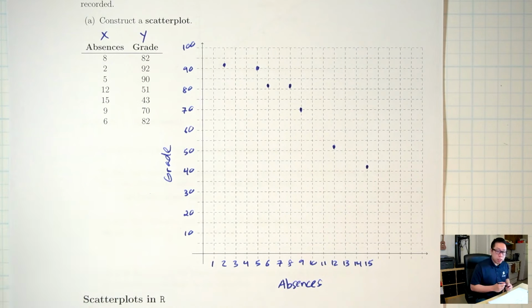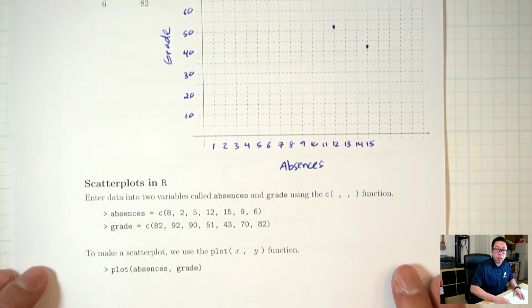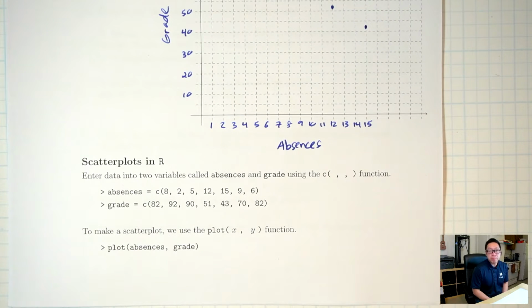So don't worry about drawing this by hand. We're not going to draw this by hand. We're going to actually use R. And here are the commands in R that we'll need to make a scatter plot. So let me switch over to R and show you how this works.